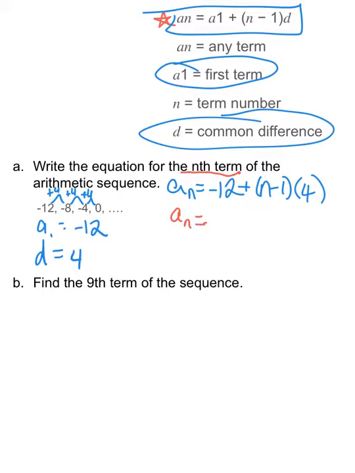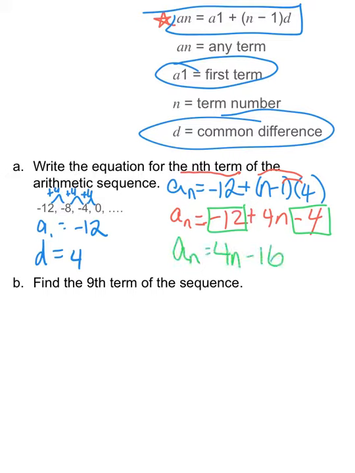And so I notice that I can multiply here. This is kind of like a backwards distributing. So I'm going to bring down my negative 12 plus, and then I have 4 times n, which is 4n, and then 4 times negative 1, which is negative 4. And then I look further and I see, oh, I have some like terms I can combine. So I notice I can combine my negative 12 and my negative 4. So I have a sub n equals 4n minus 16.